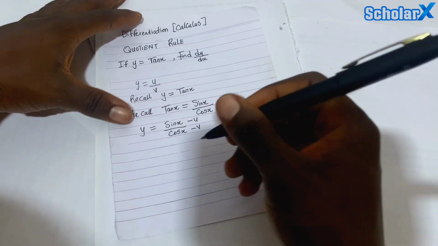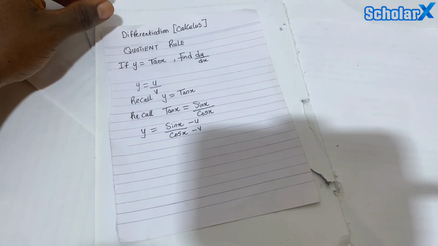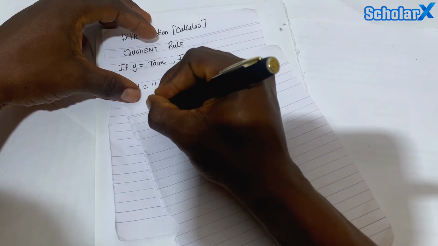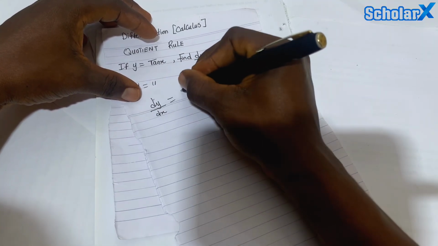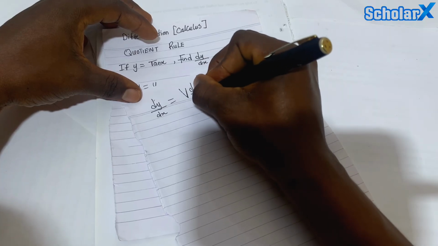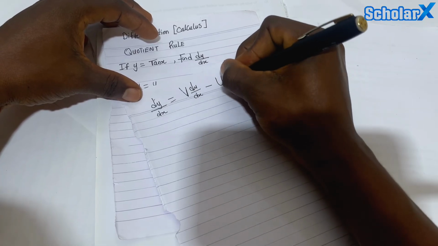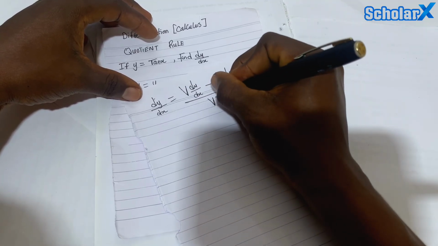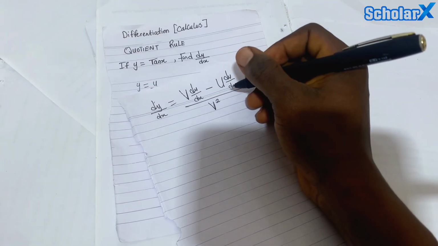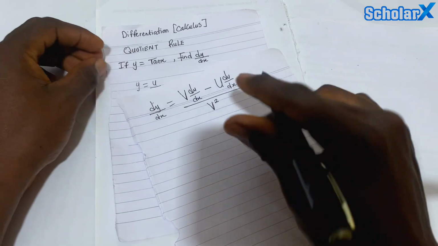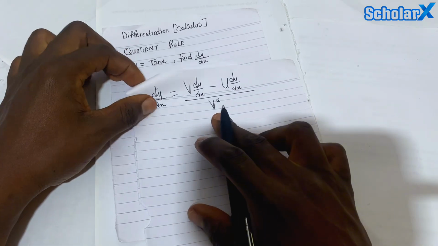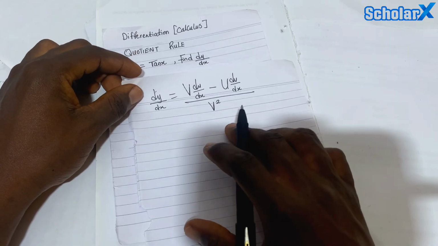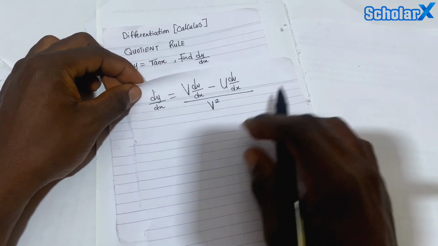Now, what's the formula for quotient rule? The formula for quotient rule says that dy/dx is equal to v du/dx minus u dv/dx, over v squared. So this is the formula for quotient rule to differentiate, or to find the derivative, when it's a quotient.